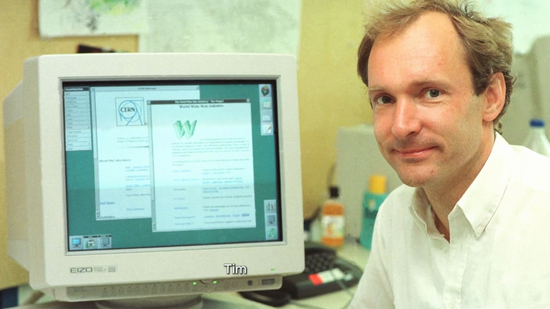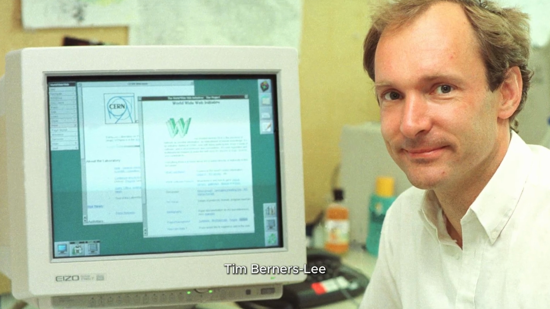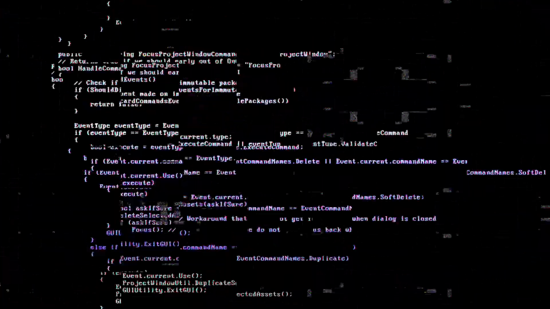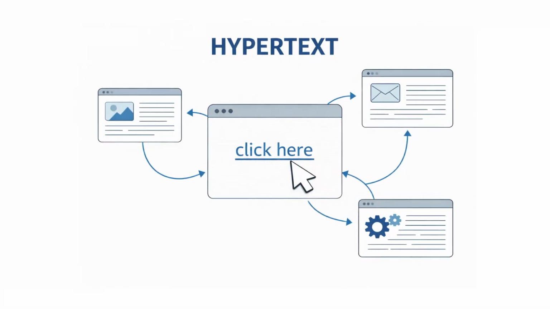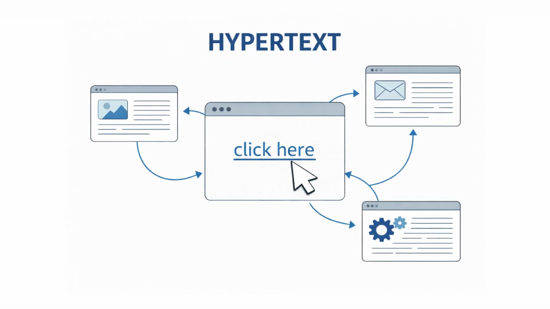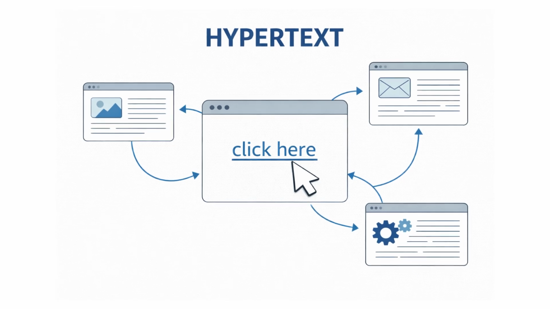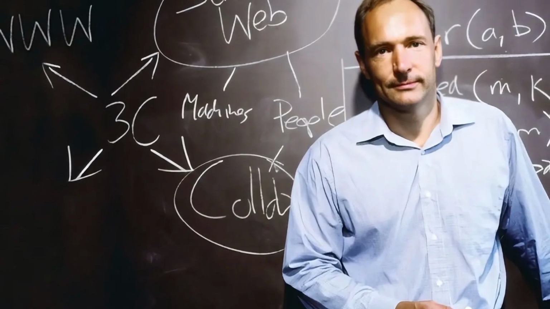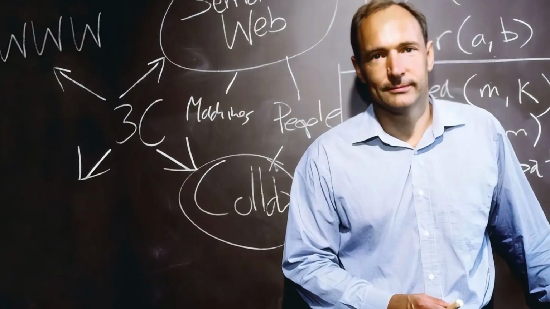It came from CERN in Switzerland, where physicist Tim Berners-Lee was wrestling with a paperwork problem. Scientists from different countries were generating huge volumes of data, but their documents lived on incompatible systems. He proposed linking information through hypertext, allowing documents to reference one another directly. In 1989, he outlined what would become the World Wide Web.